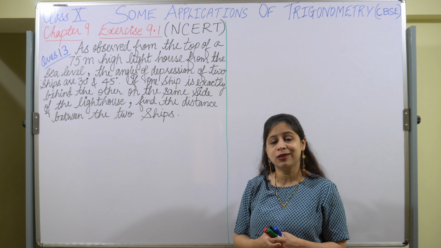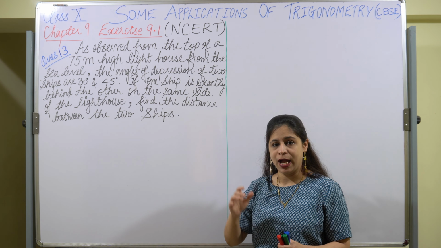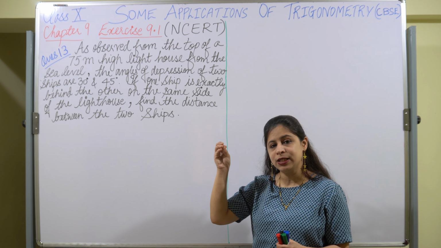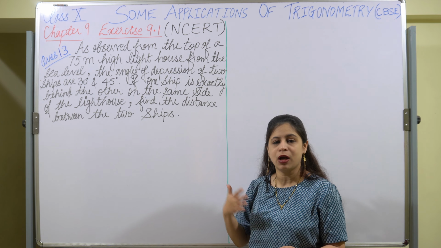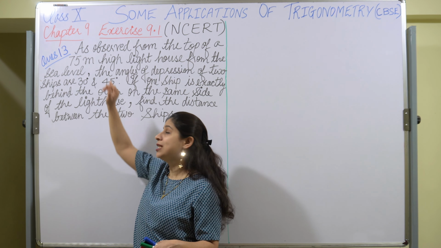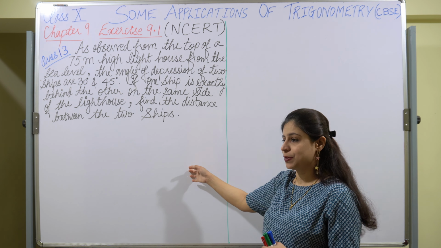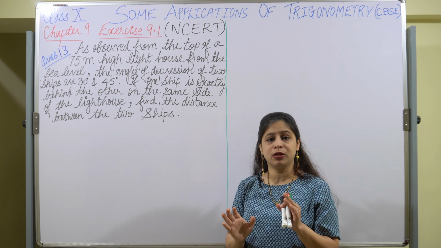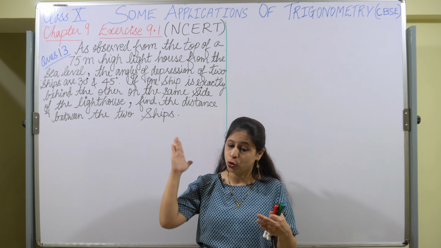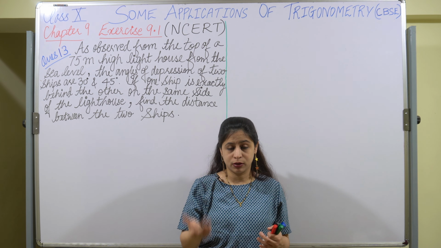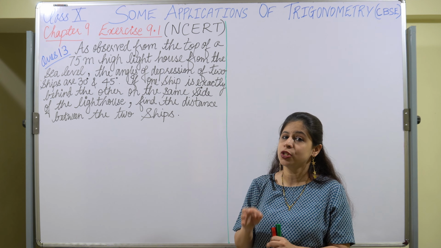So we have been given in the question the lighthouse, two ships, and on the top of the lighthouse somebody is viewing, and the angles of depression are given to us to be 30 degrees and 45 degrees. They are asking the distance between the ships. They have also given that both the ships are on the same side of the lighthouse. It is not that the ships are on either side. Okay, so let us first draw the figure.